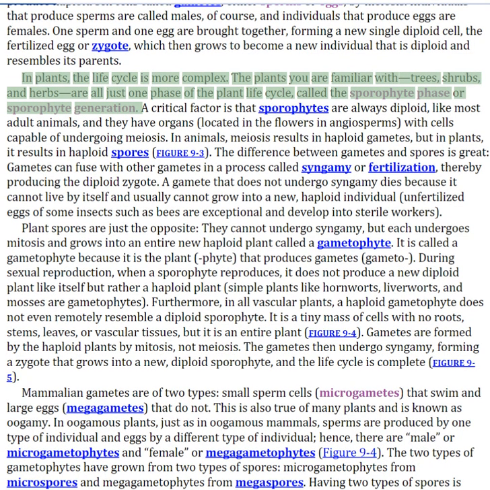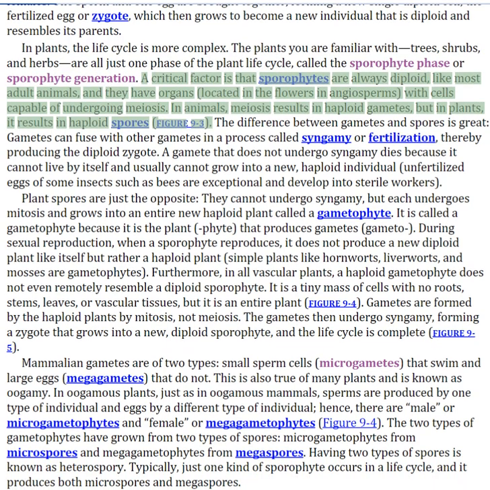In plants, the life cycle is more complex. The plants you are familiar with, trees, shrubs, and herbs, are all just one phase of the plant life cycle, called the sporophyte phase or sporophyte generation. A critical factor is that sporophytes are always diploid, like most adult animals, and they have organs with cells capable of undergoing meiosis. In animals, meiosis results in haploid gametes, but in plants, it results in haploid spores.